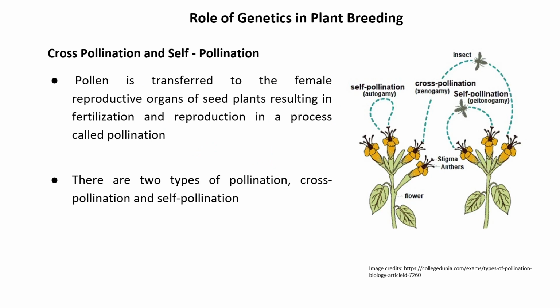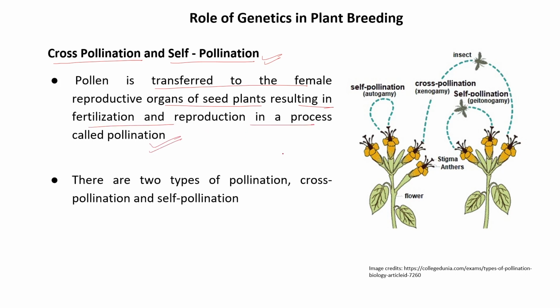Before going to the selection method and the hybridization method, let us understand cross-pollination and self-pollination, as these two things are very important to understand the different methods in plant breeding. The pollen is transferred to the female reproductive organs of the seed plant, resulting in fertilization and reproduction in a process called pollination.